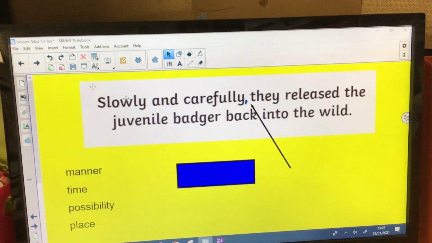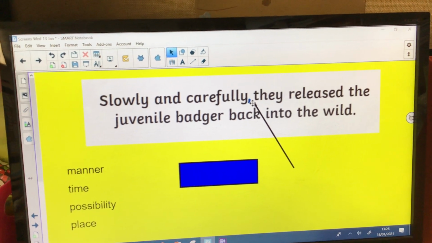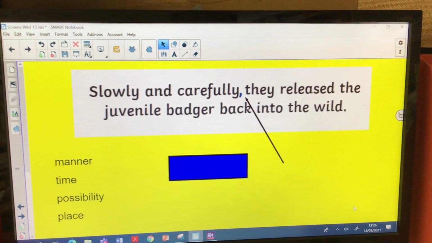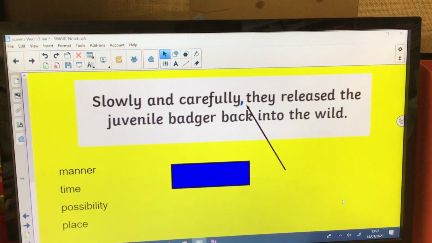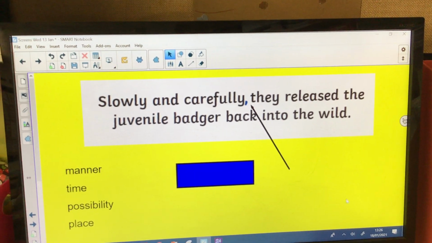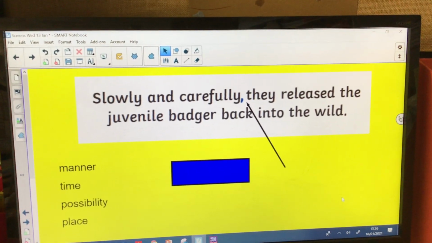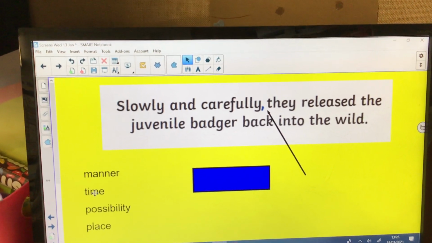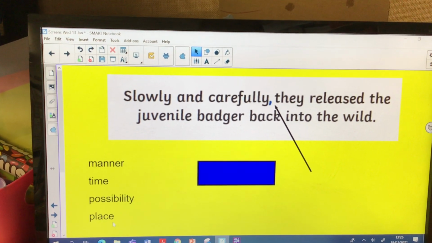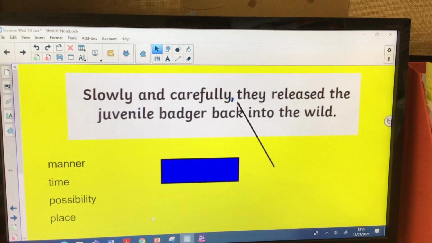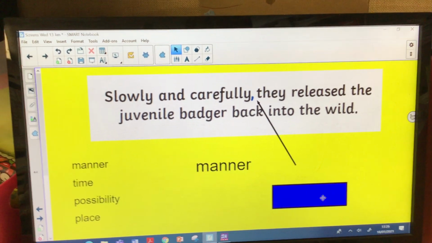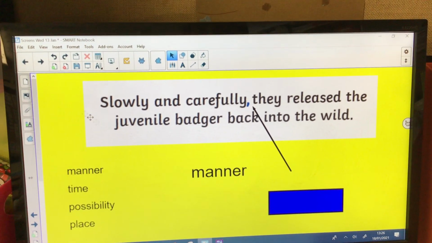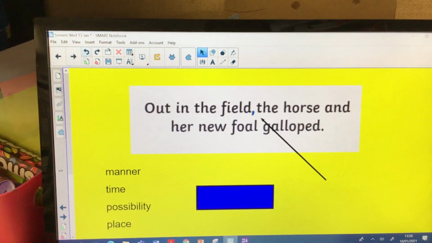Let's look at this one. Again, can you see I've arrowed there the comma after the fronted adverbial. Slowly and carefully, they released the juvenile badger back into the wild. There's our fronted adverbial. What type is it? Is it manner? Is it time? Is it possibility? Or is it place? What do you think? You are right. It's manner. It's how something is done. They did it slowly and carefully.